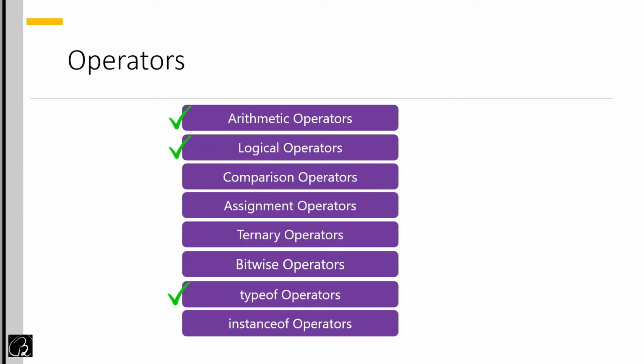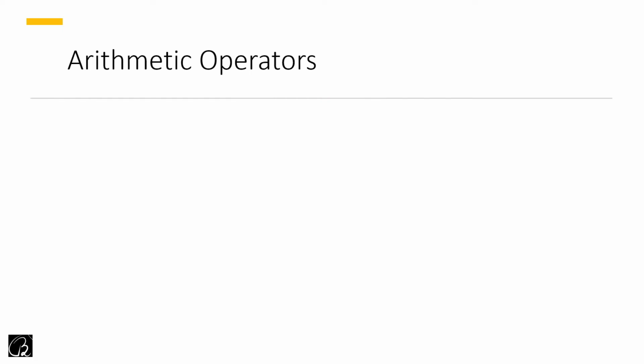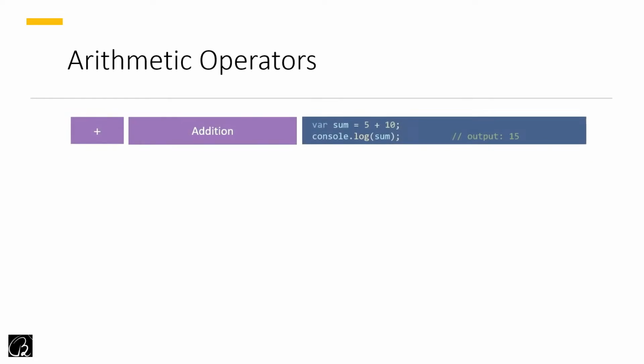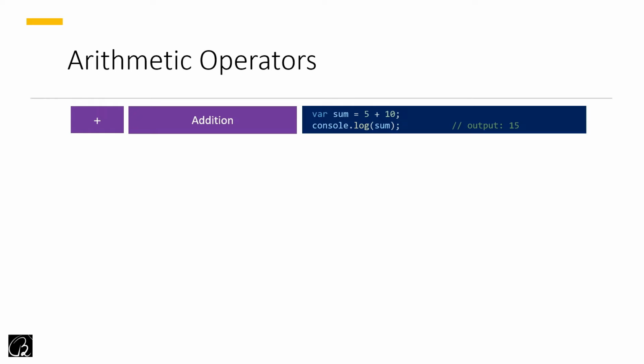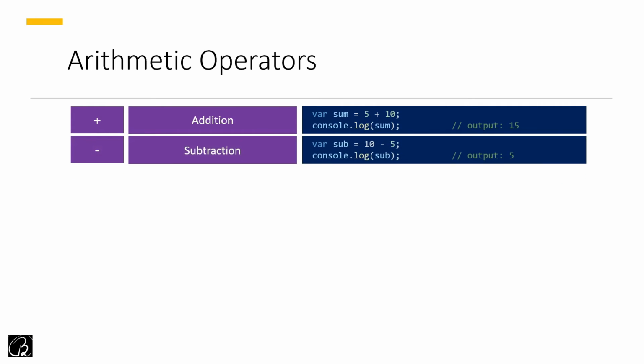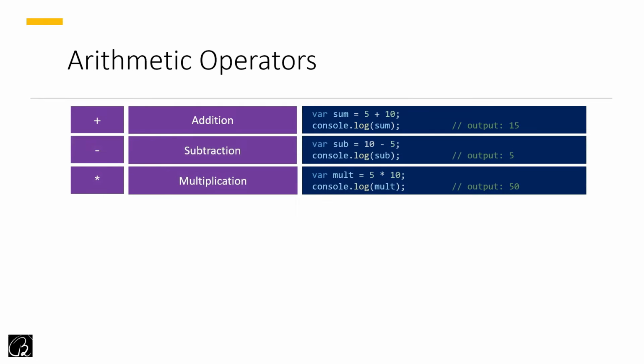Arithmetic operators in JavaScript are almost the same as what you have seen in other languages. First we have plus, that is for addition. You can add numbers. But the same plus symbol can also be used for concatenation, like we have seen earlier, how we can concatenate two strings using plus. Then we have subtraction. You can subtract numbers. Then multiplication. You can multiply numbers.